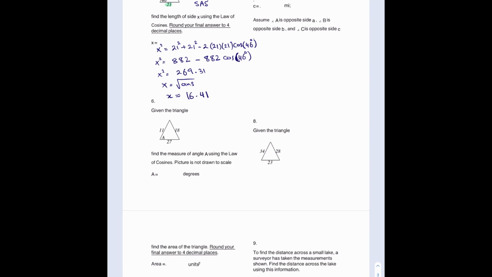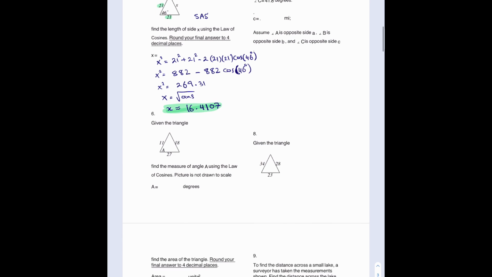And it says round to 4 decimals, so let me actually round to 4 decimals. There. So this is the answer for question number 5. Question number 6.